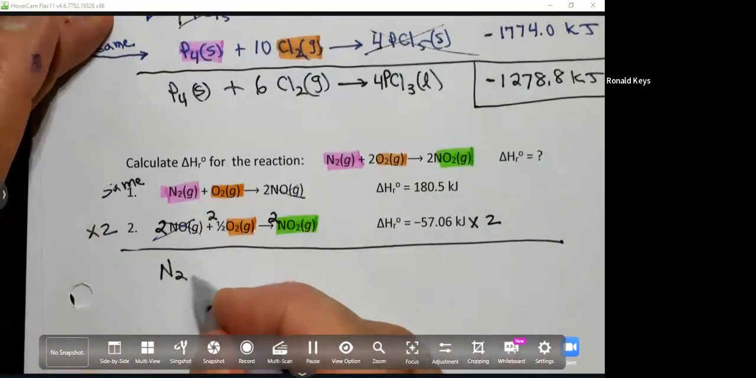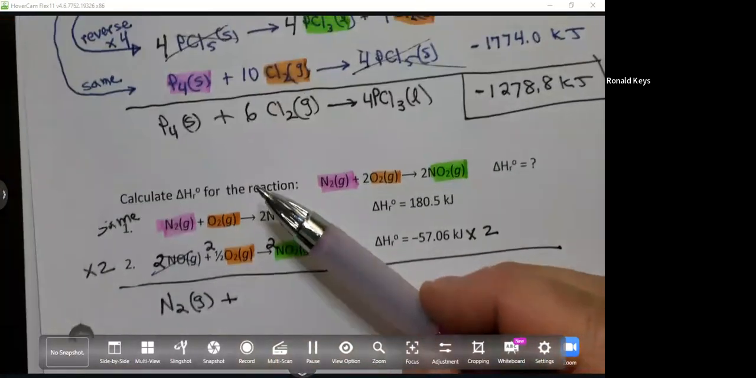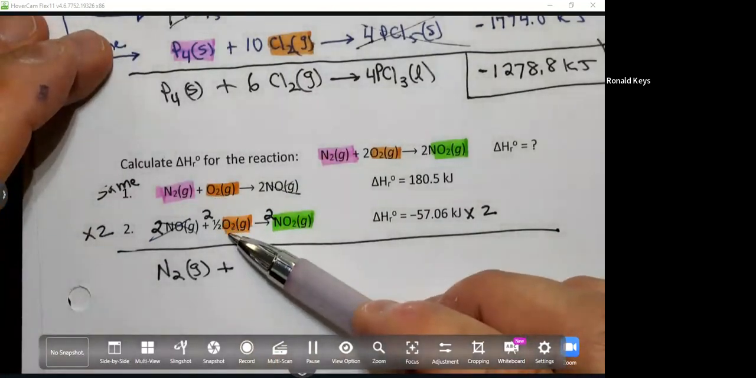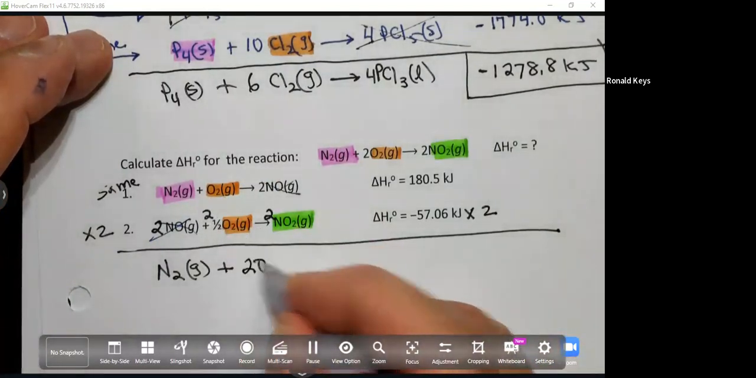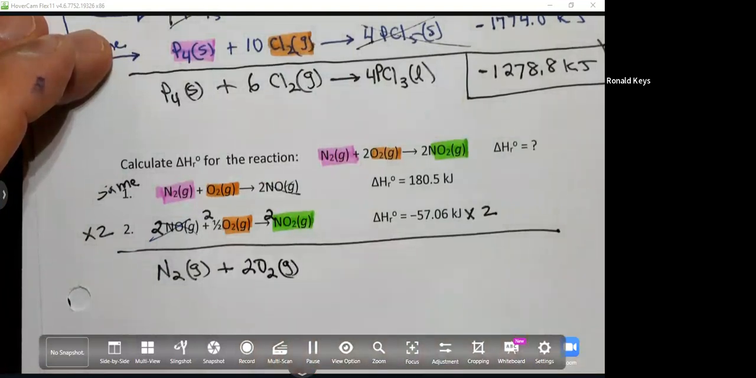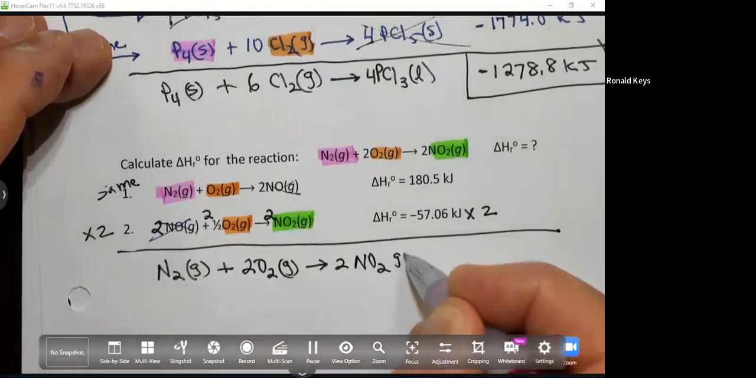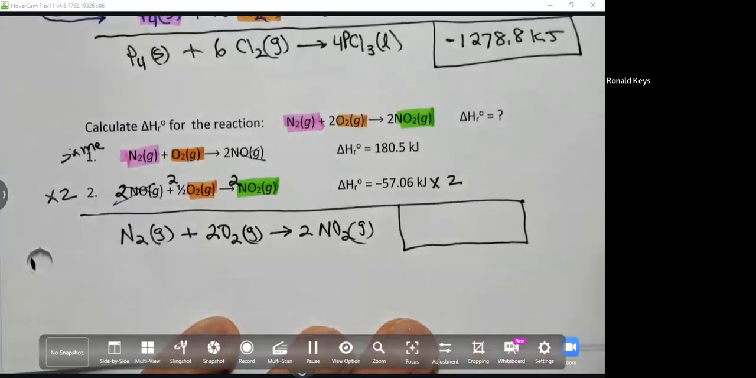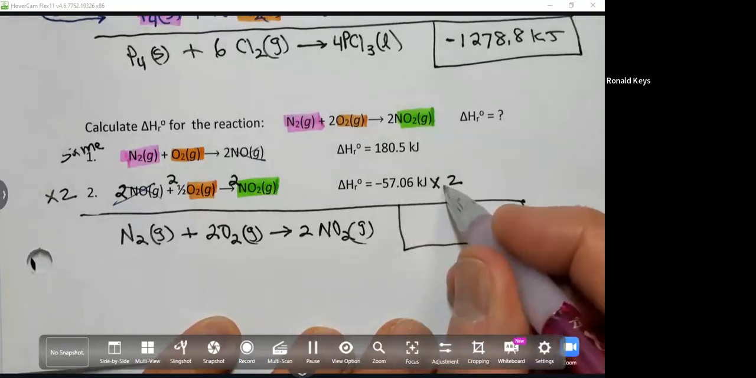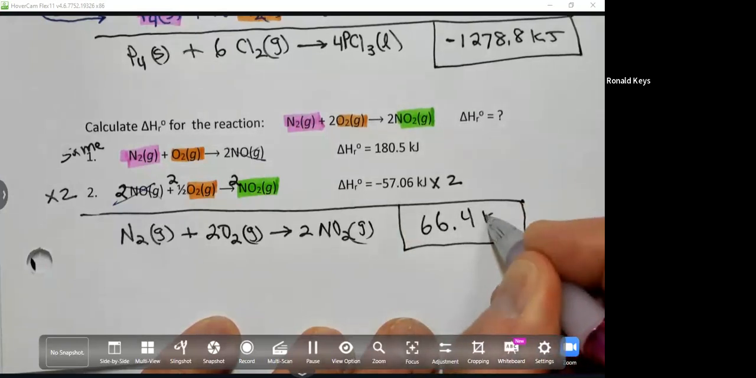I've got N2 gas plus this is an O2 plus an O2, right? 2 over 2 is 1 O2, so this becomes 1 O2 plus 1 O2 is 2 NO2 gas. If I add this up, if we multiply this by 2, that's about a negative 114. So we still get a positive 66.4 kilojoules.